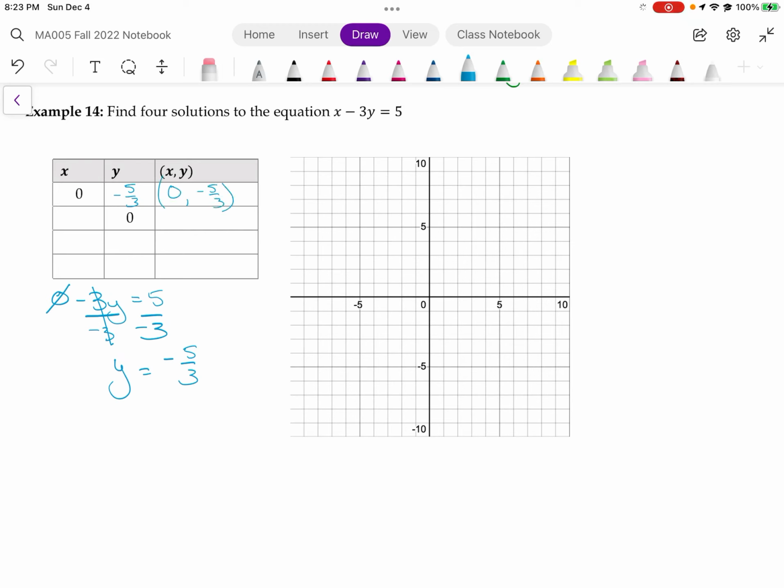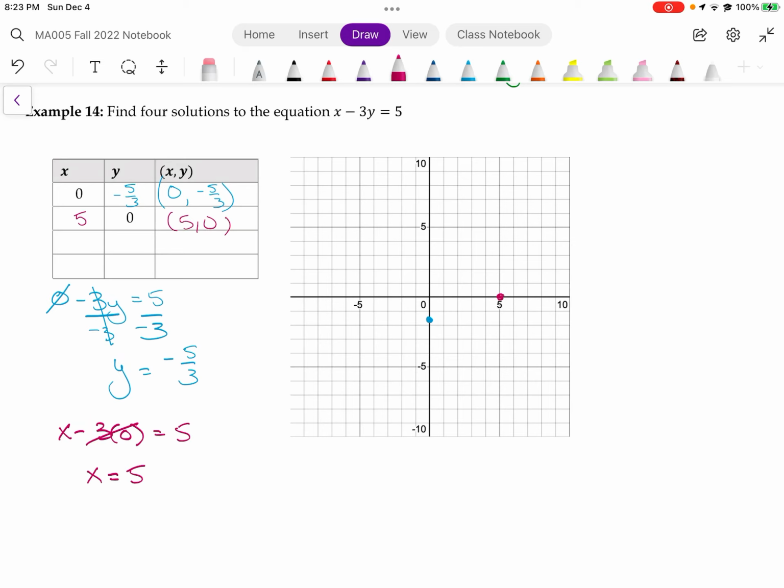-5/3 is -1 2/3. So I'm going to say 0, -5/3 is almost -6/3, which is almost -2. So right in there. All right, then we're going to do 0 for y. So I get x minus 3 times 0 equals 5. So this goes away, and I just end up with x equals 5. All right, so I've got 5, 0. All right, so 5, 0 is right there.